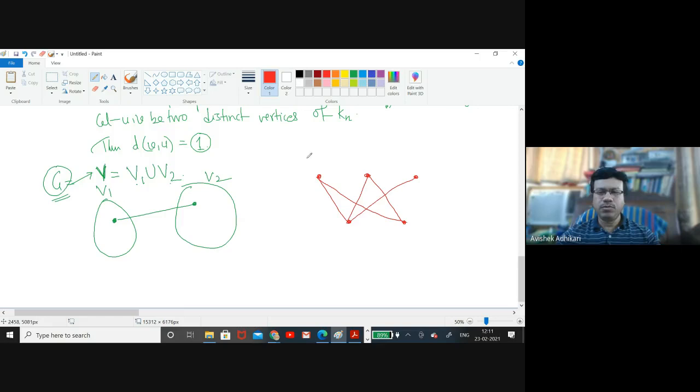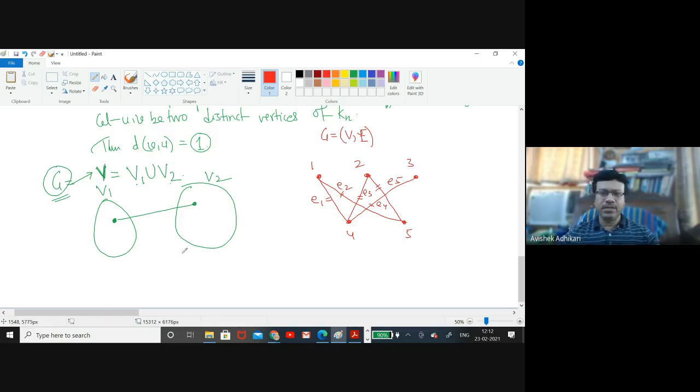So you can see that, suppose I have a total of 1 2 3 4 5. So G is a graph with V and E. Here we have vertices 1 2 3 4 5, and here we have edges E1 E2 E3 E4 E5. So 5 vertices and 5 edges. Now the question is, is this a bipartite graph?